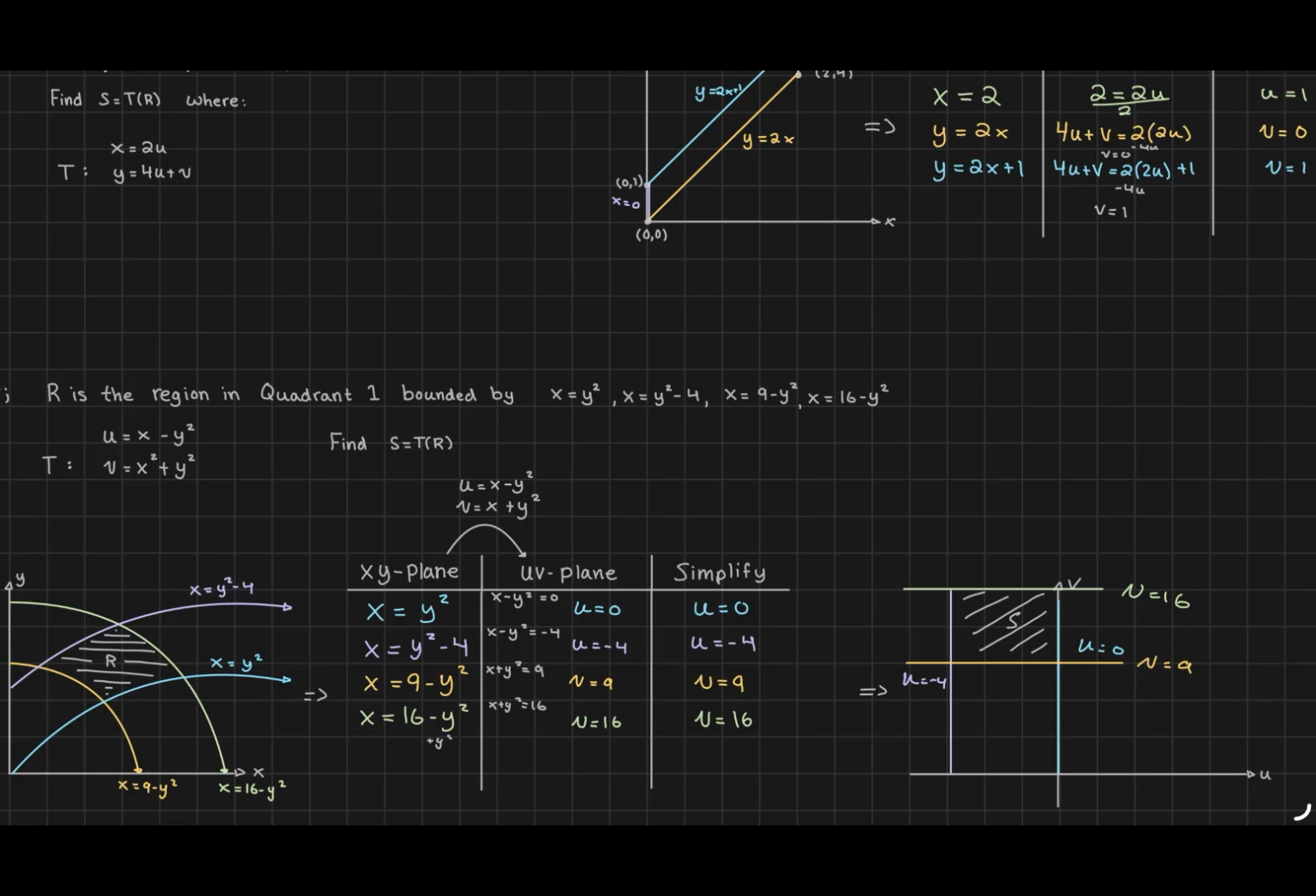Like I said, this green 16 minus y squared correlates to this v is equal to 16. This blue u correlates to this u is equal to 0. This purple x is equal to y squared minus 4 correlates to this line right here. And then finally our orange yellowish function correlates to this right there. As you can see, this is why I enjoy making the colors pretty.